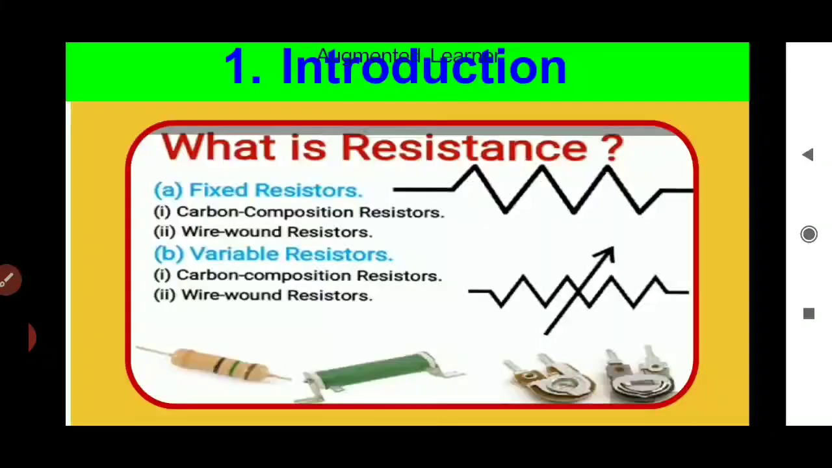Now, what is resistance? We know that the property of a conductor to oppose the flow of charges through it is called its resistance. Resistances are classified into two types. First is fixed resistance, second is variable resistance.